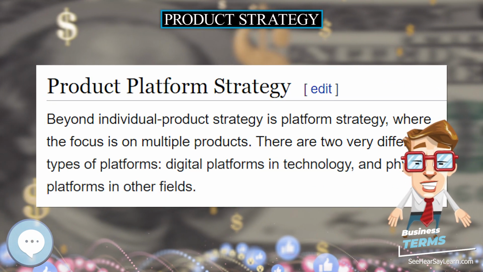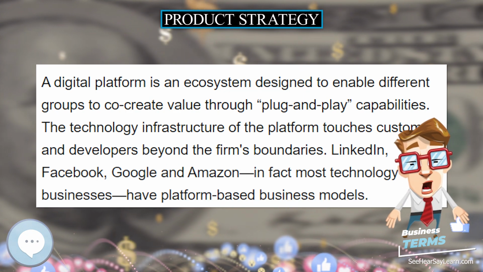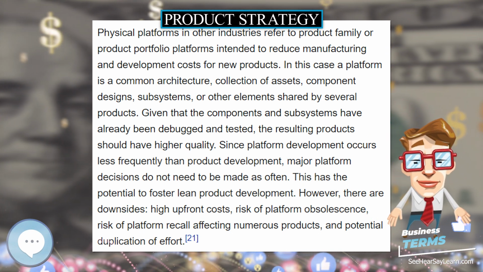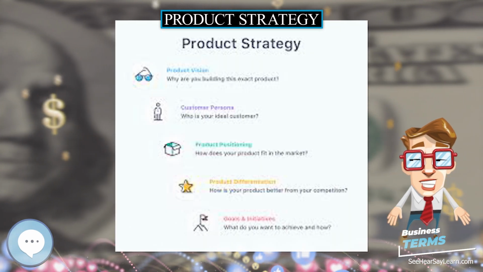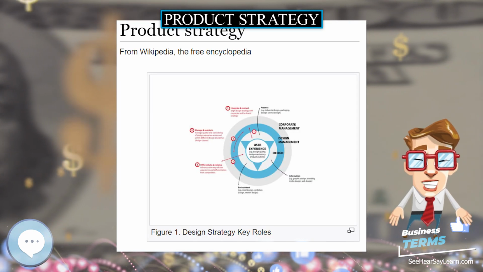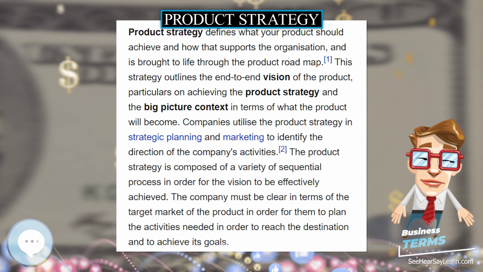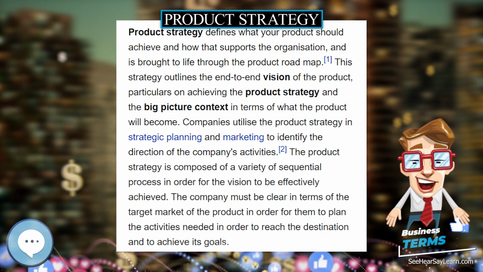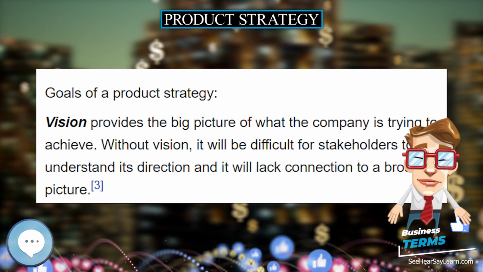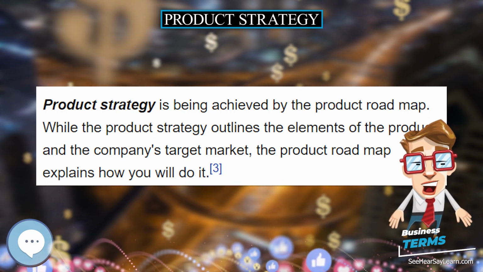Beyond individual product strategy is platform strategy, where the focus is on multiple products. There are 2 very different types of platforms: digital platforms in technology, and physical platforms in other fields. A digital platform is an ecosystem designed to enable different groups to co-create value through plug-and-play capabilities. The technology infrastructure of the platform touches customers and developers beyond the firm's boundaries. LinkedIn, Facebook, Google and Amazon, in fact most technology businesses, have platform-based business models.